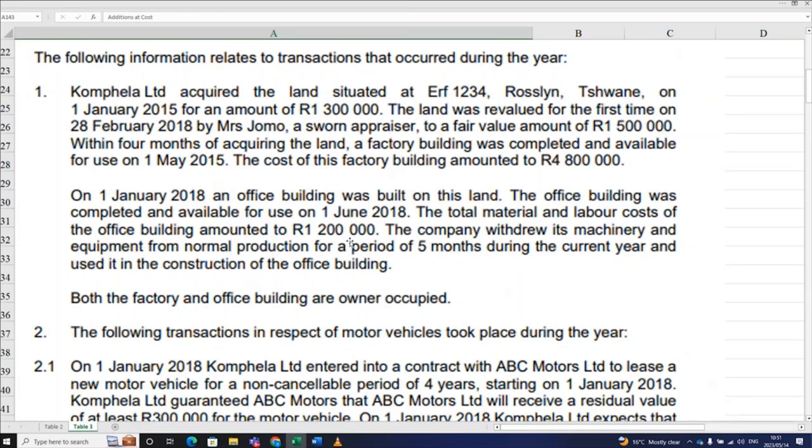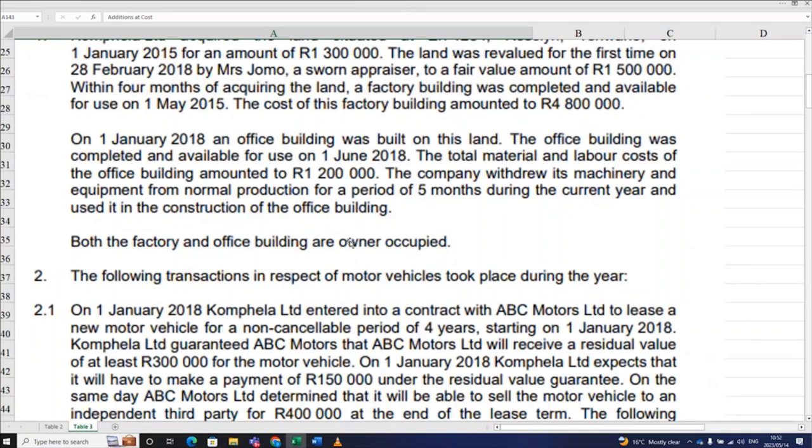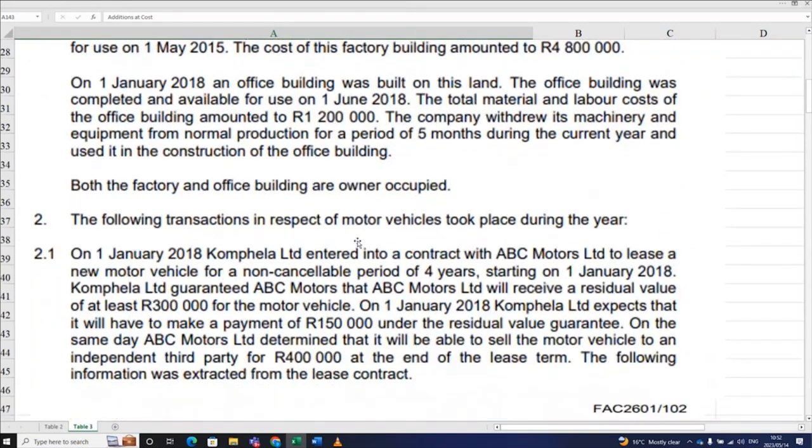On the 1st of January 2018, an office building was built on this land. The office building was completed and available for use on 1 June 2018. The total material and labor costs of the office building amounted to 1.2 million. The company withdrew its machinery and equipment from normal production for a period of 5 months during the current year and used it in the construction of the building. But the factory and office building are owner occupied.